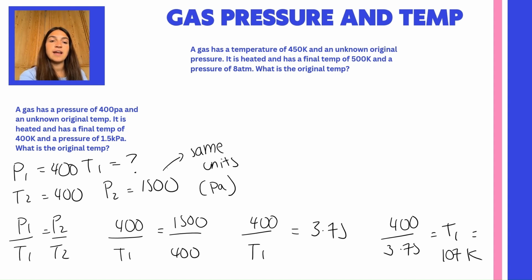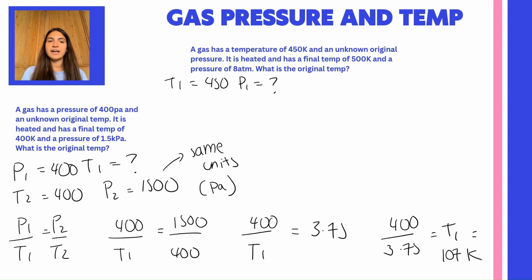Okay, next question. A gas has a temperature of 450 Kelvin and an unknown original pressure. It's heated, it has a final temperature of 500 Kelvin and a pressure of 8 atmospheres. What is the original pressure? So T1 is 450, that original temperature.